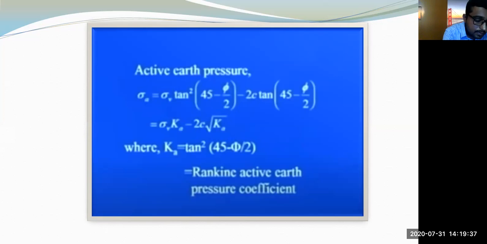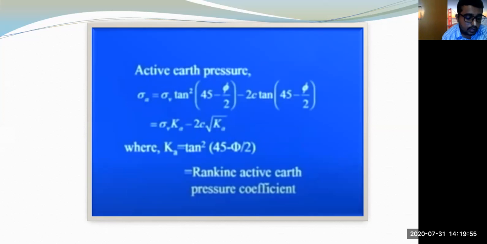In case it is a purely cohesive soil, you can simply provide phi equal to 0, and if it is a purely cohesionless soil, you can put simply c equal to 0.